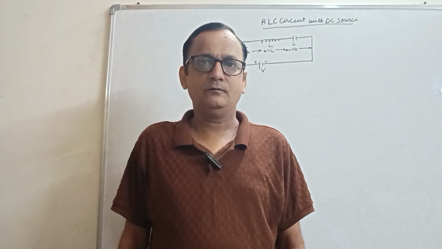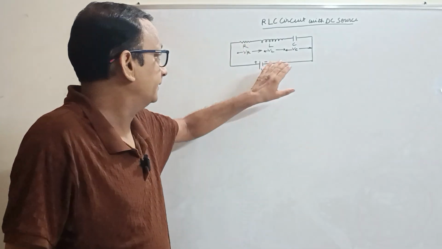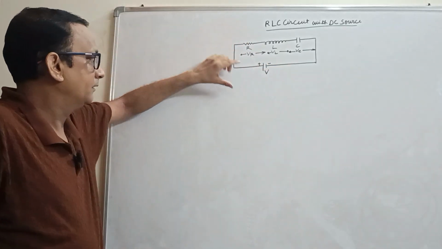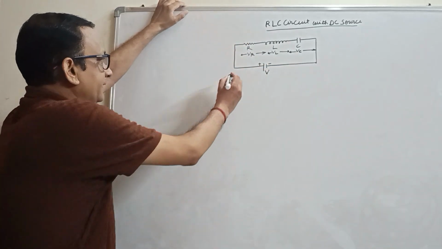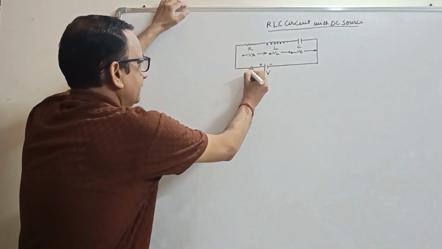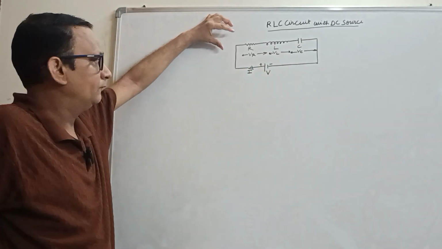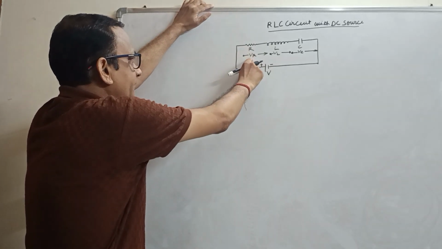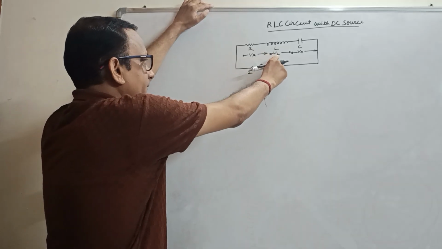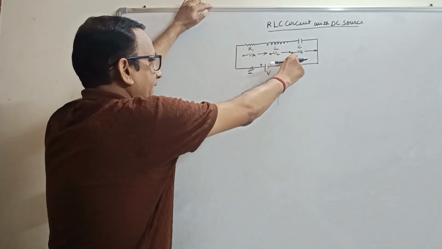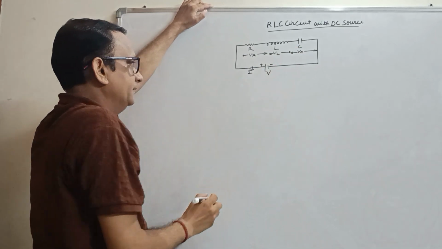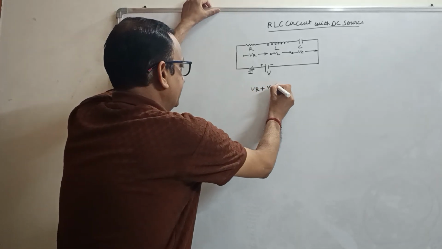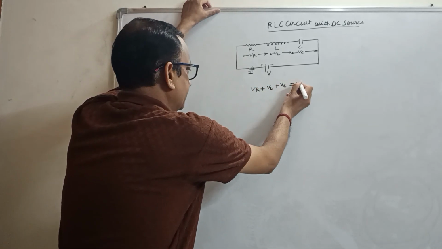Hello student, now we have discussed here the LRC circuit with a DC source. In this scenario we have to find the current in this circuit at time t. So we can write the potential difference across the resistor, VR, the potential difference across the inductor, VL, and the potential difference across the capacitor, VC. So VR plus VL plus VC is equal to V.